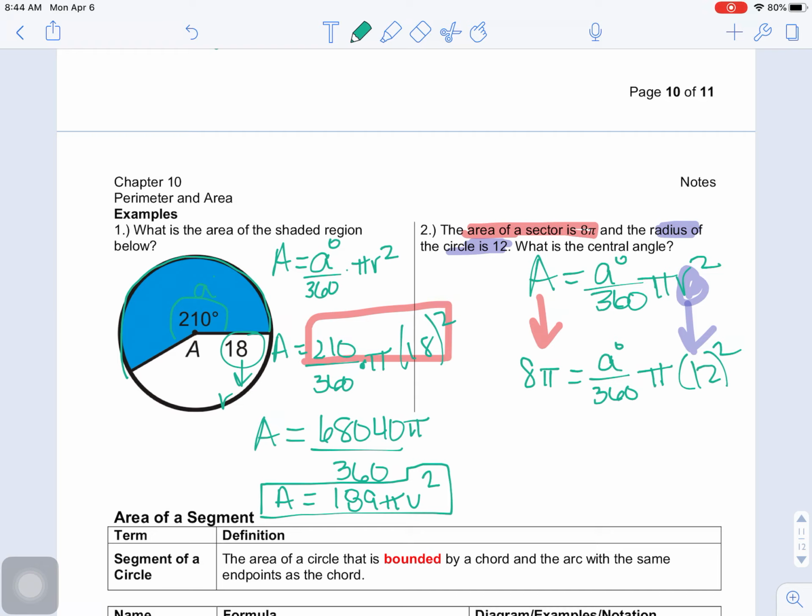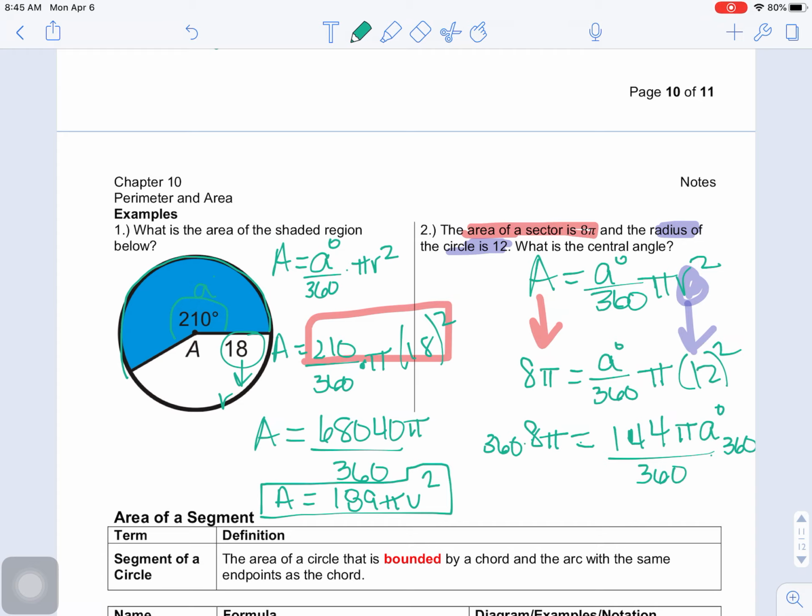Again, now we're going to just rely on our algebra properties to do some simplification. It's really up to you how you want to do this. I'm going to tell you what I get once I do the simplifying. So I'm going to go ahead and simplify on the right side here. I get 144 pi over 360. I'm going to multiply by 360 on both sides.